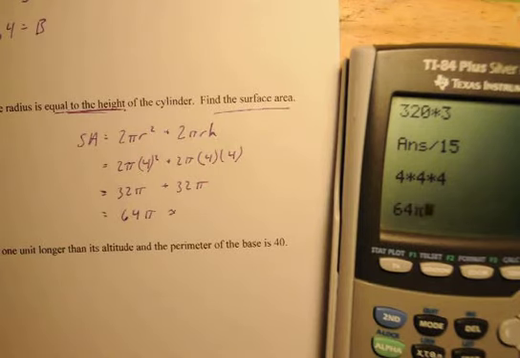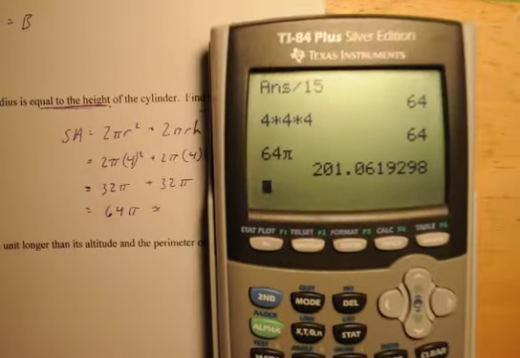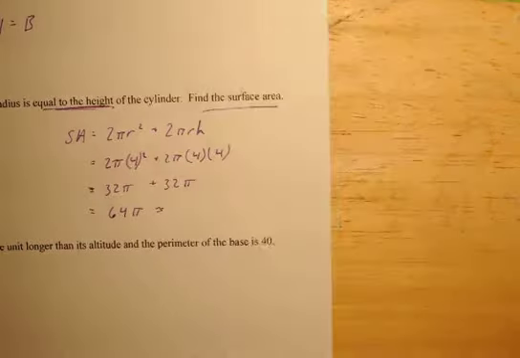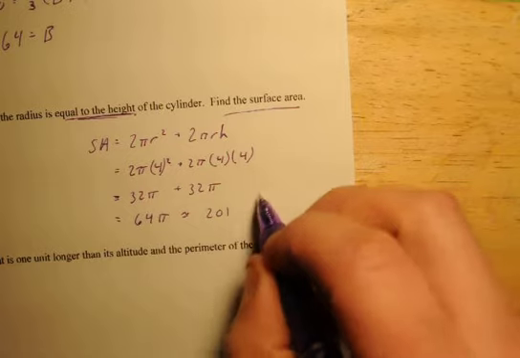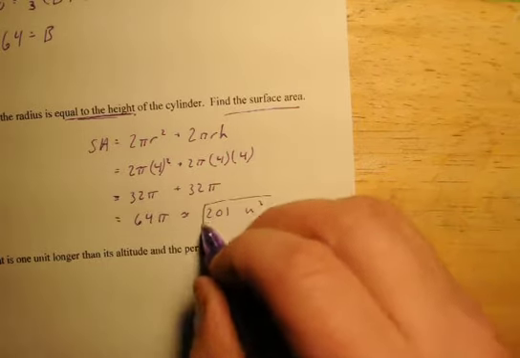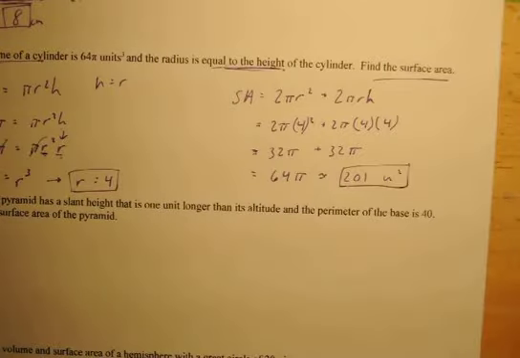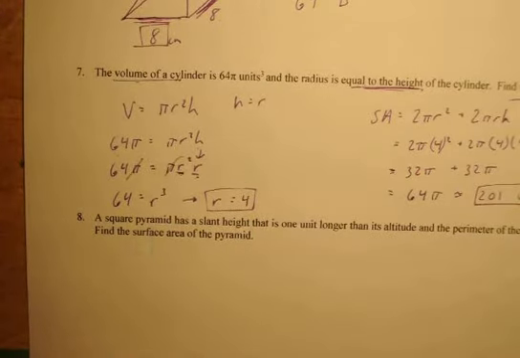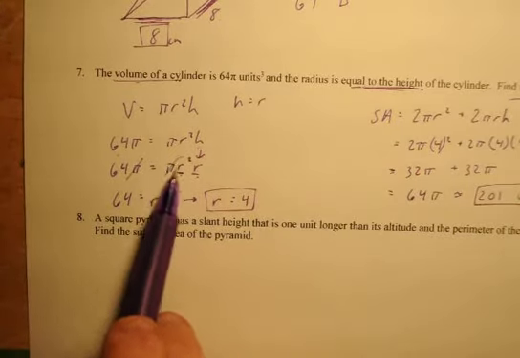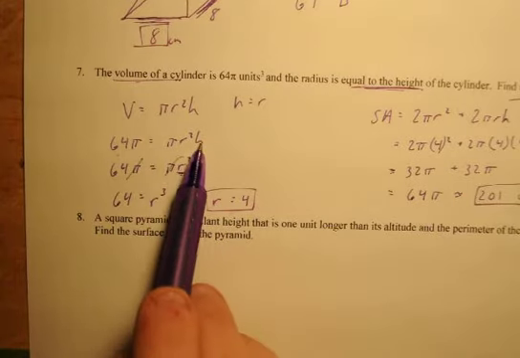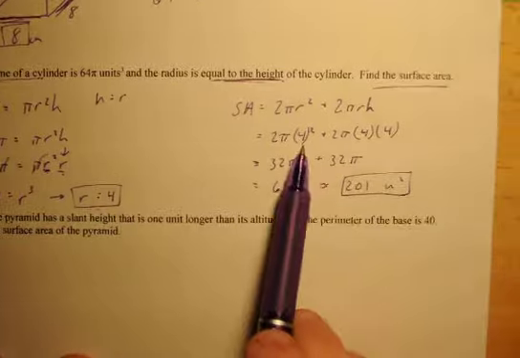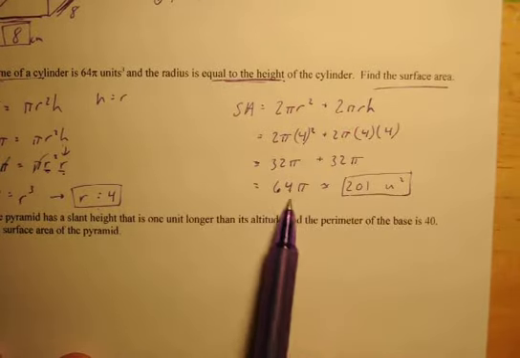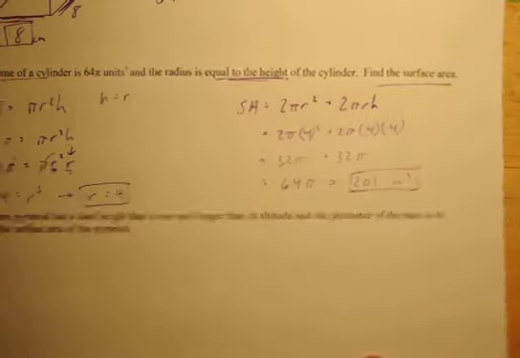64 pi is 201. Units squared, since they don't give us the units, surface area is always in units squared. So let's recap the problem. We had to use the volume to find the radius. Turns out the height was the radius. We used the radius to figure out the surface area.